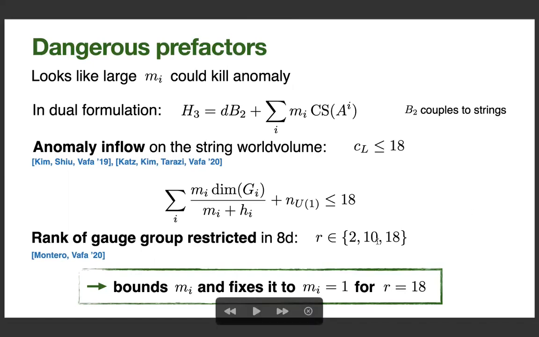No, I mean rank 18. Maybe I misunderstood. No, I think in rank 18 it's really fixed to m equals 1 for all of them. I thought Marina was making a point about rank 18. No, I was making a point that this inequality, the equality of it, is not necessarily satisfied. That's right. So for symplectic groups, I see.